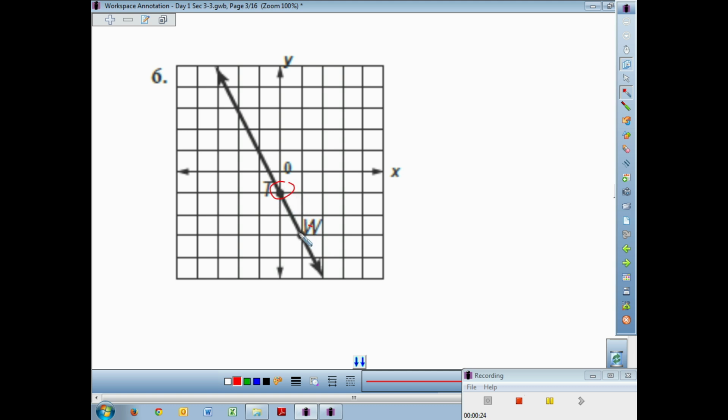Here, since the line's going down from left to right, the slope should be negative. To count from the 2 points, you want to do rise. You want to go 1, 2 units down. So remember, that's why you put negative 2, because we went down 2 units and to the right 1 unit, and there's our slope of negative 2.